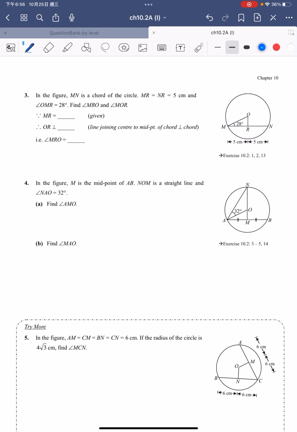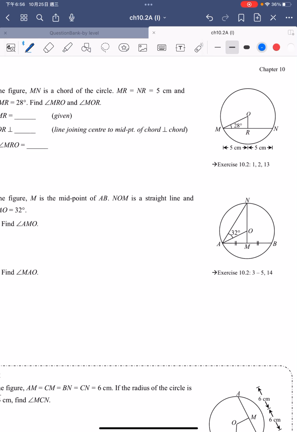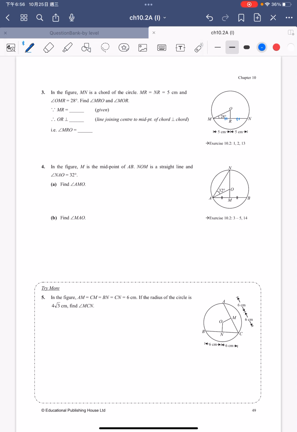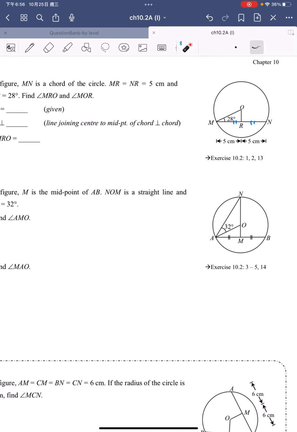For the third one, they're saying that in the figure, MN is a chord of a circle. We have MR is 5, and NR is 5 as well. So now we can say that MR is the same as NR. Now we have angle OMR here, and OMR is 28 degrees. They're asking you to find MRO. MRO is here, so that's MRO together with NOR, the angle at the center. So we need to find these two angles.